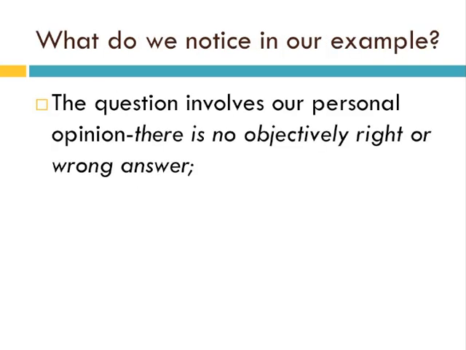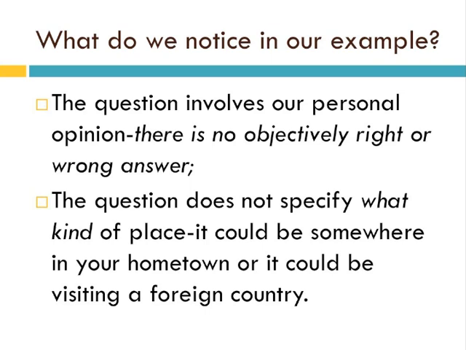So in our example, notice again the question involves a personal opinion. It doesn't specify what kind of place, so the first thing we need to recognize is that there is no objectively right or wrong answer. It could be somewhere in your hometown. It could be visiting a foreign country. The question does not specify. So in a way, that's nice. It kind of gives us a little more freedom in answering the question.